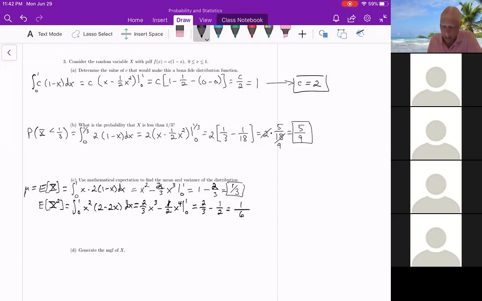So this is the second moment, which means that the variance is the second moment minus the square of the first moment. And that is 1/3 squared, or 1/9. So common denominator of 18. For 6, that's going to be 3 minus 2, or 1/18. And that is our variance.